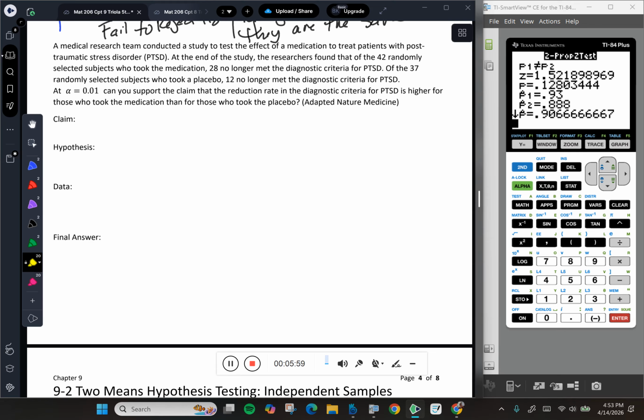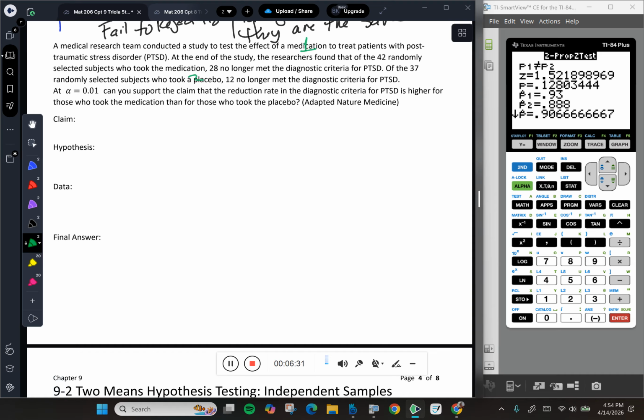At a significance level of 0.01, can you support the claim that the reduction rate in the diagnostic criteria for PTSD is higher for those who took the medication than for those who took the placebo? Okay, two samples. I'm comparing them. I've got to call a 1 and a 2 here, right? Again, I'm just going to do it in the order. So meds, that's group 1. Placebo, that's our group 2.